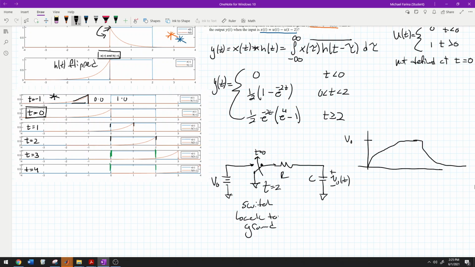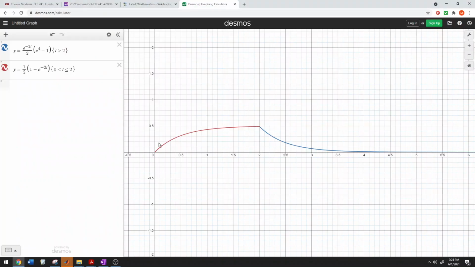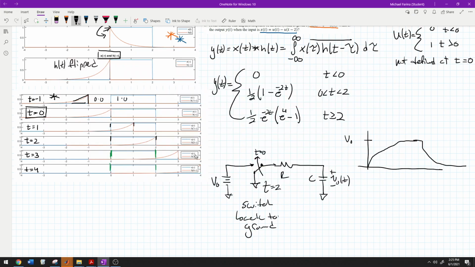And that's essentially what we see here in this plot. And yeah, so there's a little bit of application to why we're studying convolution.